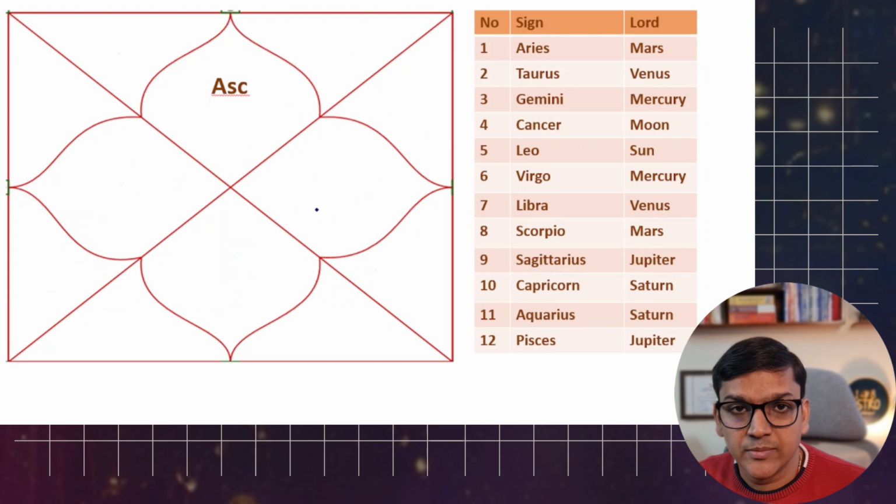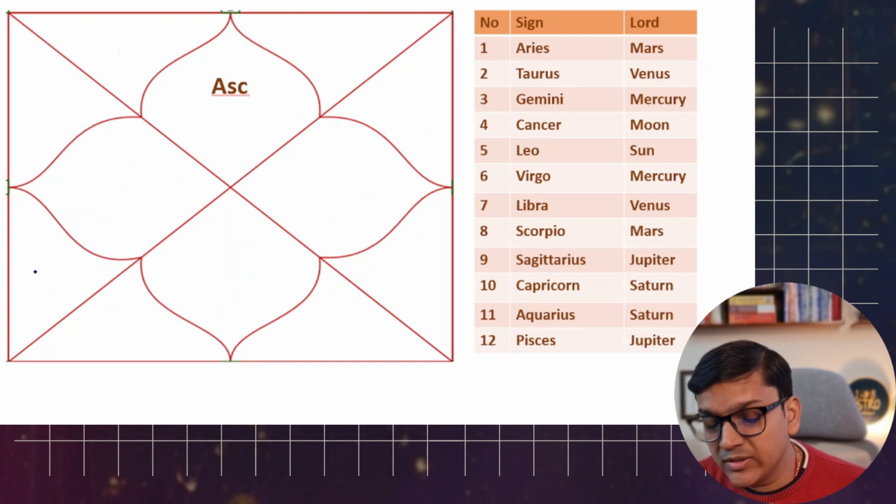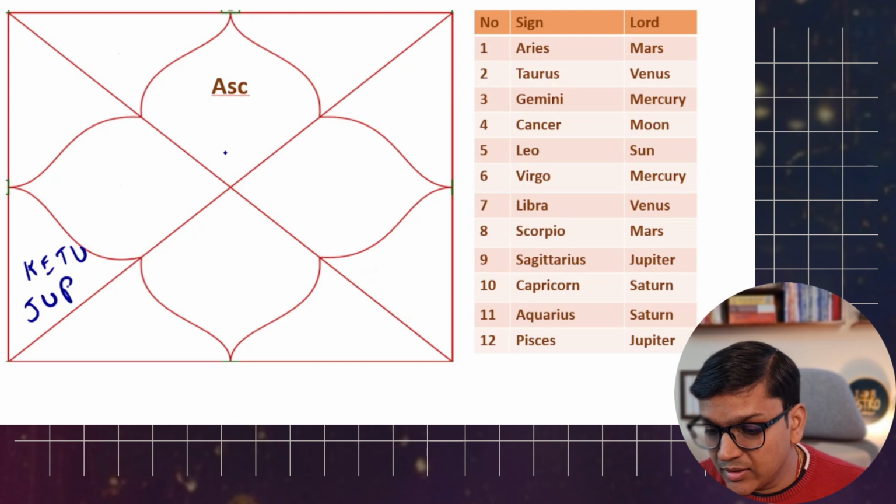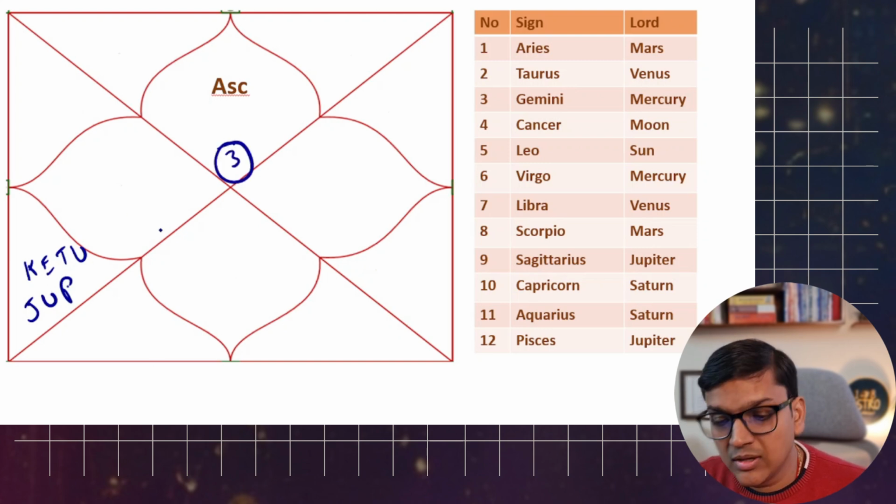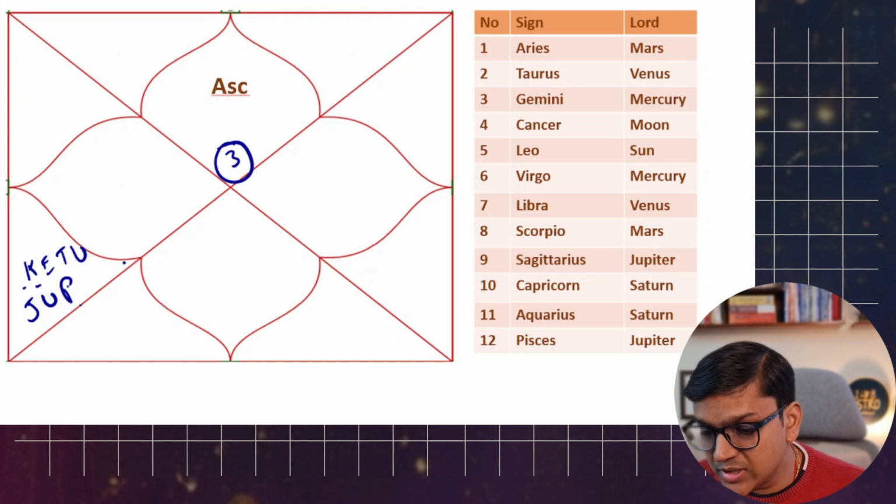Now suppose Ketu is sitting with any planet. Just evaluate the planet. Here suppose Ketu is sitting here and Jupiter is here, and here the number is 3. It's a Gemini ascendant chart. So here Ketu and Jupiter are sitting together.